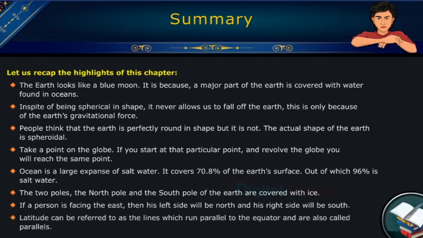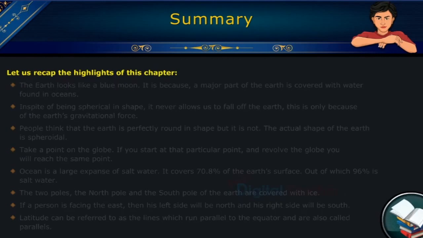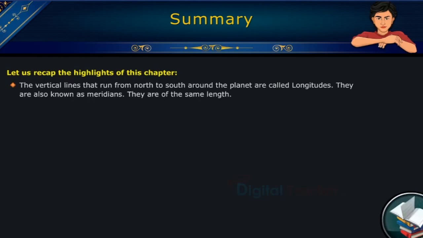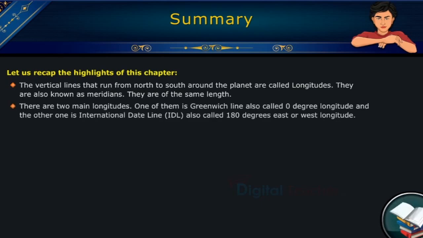Latitude can be referred to as the lines which run parallel to the equator and are also called parallels. The vertical lines that run from north to south around the planet are called longitudes. They are also known as meridians. They are of same length. There are two main longitudes. One of them is Greenwich line, also called 0-degree longitude, and the other one is International Dateline IDL, also called 180 degrees east or west longitude.